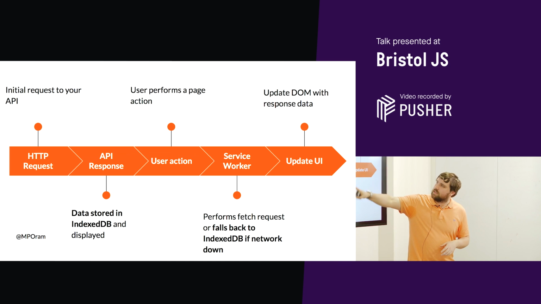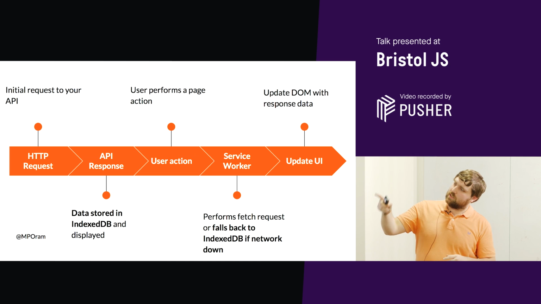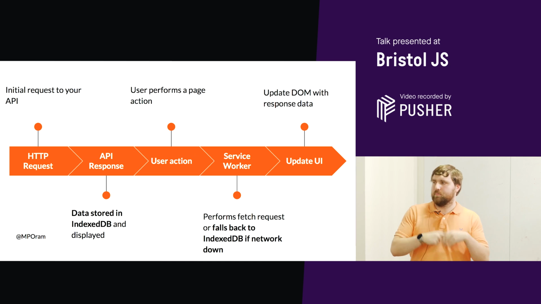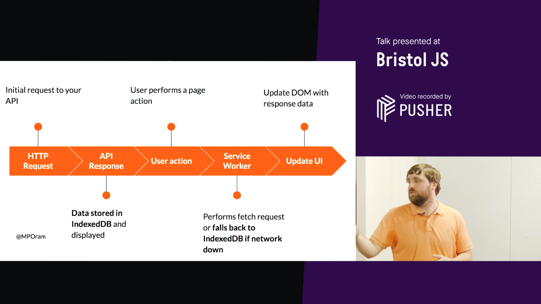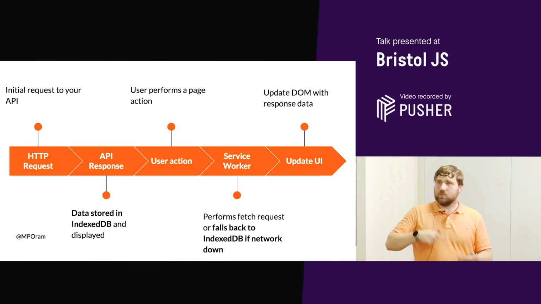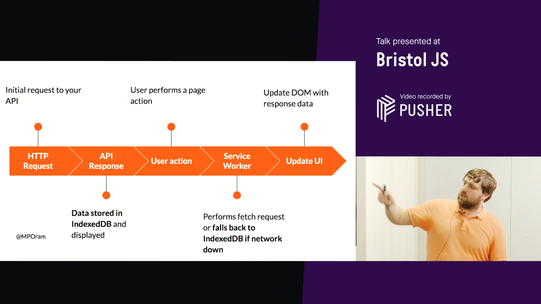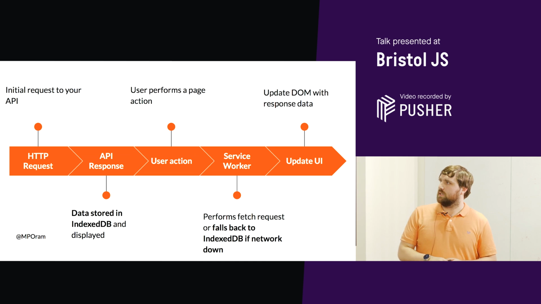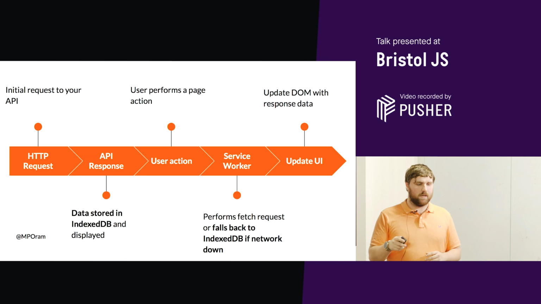The data comes back in the API response. We're grabbing that data and storing it in IndexedDB, and then we're forwarding it on to our front end. The user performs an interaction with the page, which requires the data again. The service worker picks up that request and tries to get it from the network. If it can't, it'll fall back to IndexedDB and just return the data from there. And then once it's returned the data, regardless of whether it comes from the network or from IndexedDB, the front end has no idea. It just updates the front end. All seems to work.